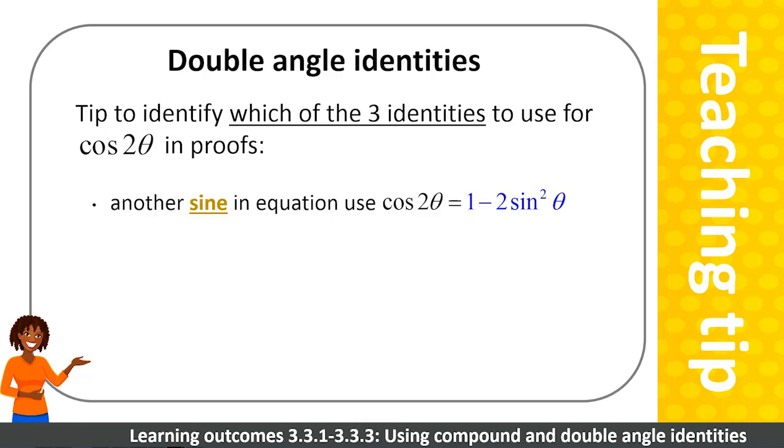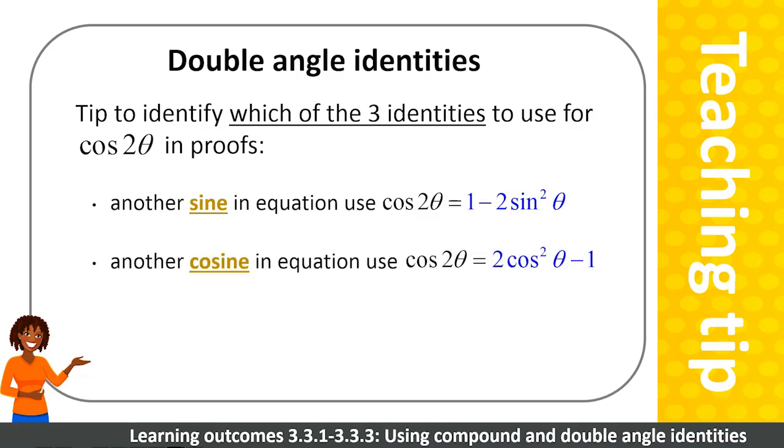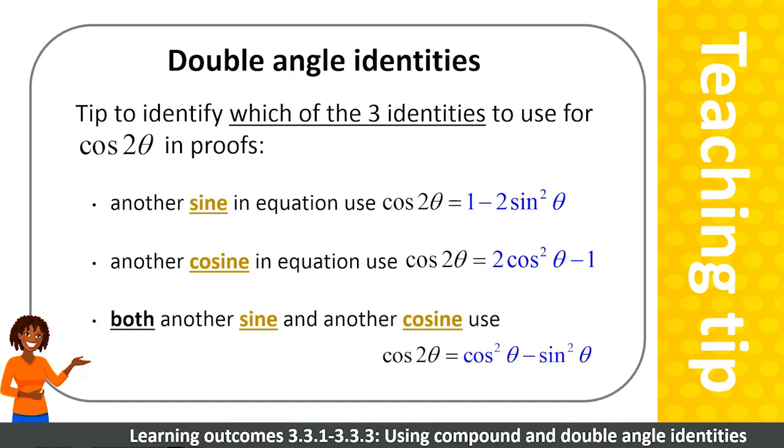If there is another sine in the equation, express cos 2 theta in terms of sine. In other words, cos 2 theta equals 1 minus 2 sine squared theta. If there is another cos in the equation, express cos 2 theta in terms of cos. In other words, cos 2 theta equals 2 cos squared theta minus 1. If there is both another sine and another cos, express cos 2 theta in terms of both. In other words, cos 2 theta equals cos squared theta minus sine squared theta.